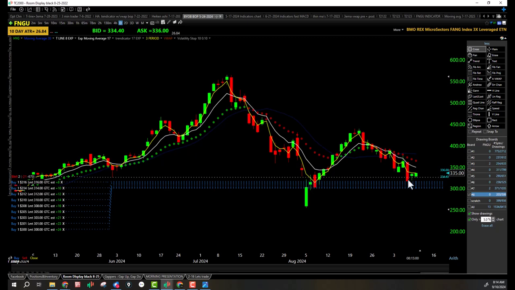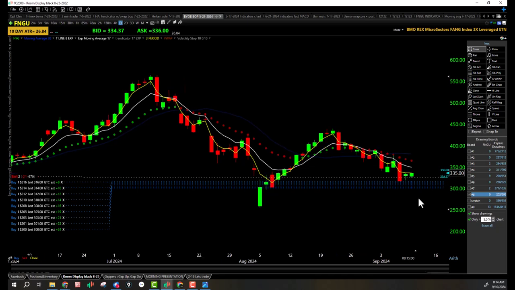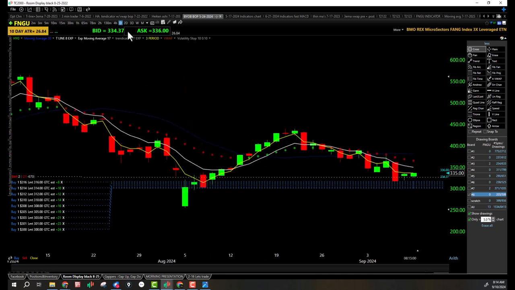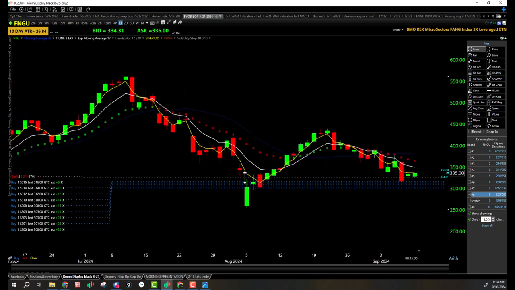Hopefully this big red candle signals the end of the move. Not looking like it's big enough. It is big, but not looking like it's really big enough. So I'm a little bit hesitant here. FNGU on the daily chart is still in an uptrend. It won't be in a downtrend till it takes out this low. If it takes out that low, it's in a downtrend. We're still in the uptrend, but just having a long flag here pulling back.